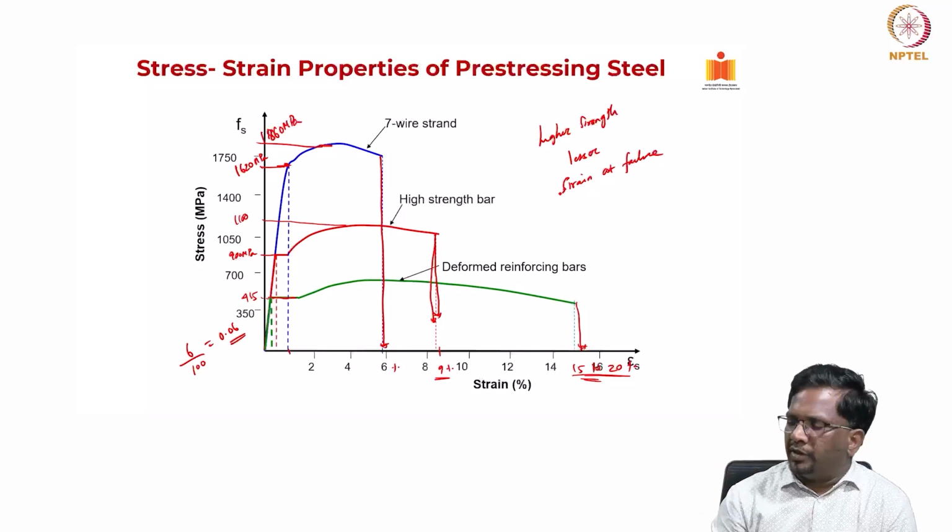So, you can see the 7-wire strand is failing at about 6% strain, which is 0.06, right. So, epsilon u is 0.06. Okay. This fact you have to keep in mind.